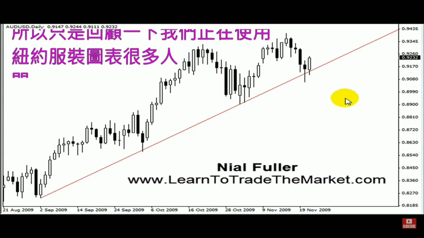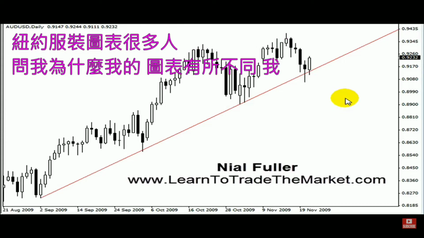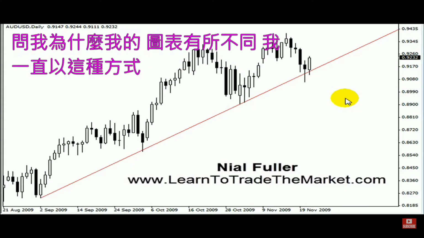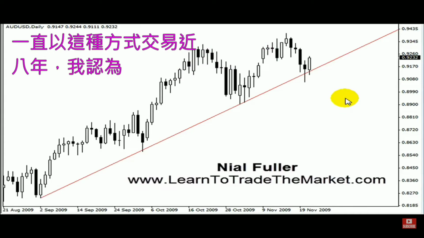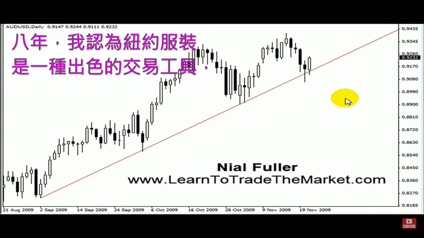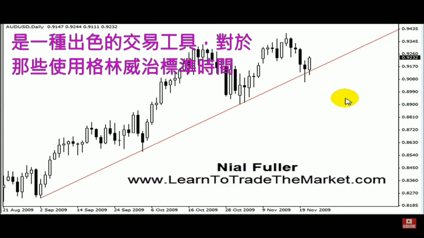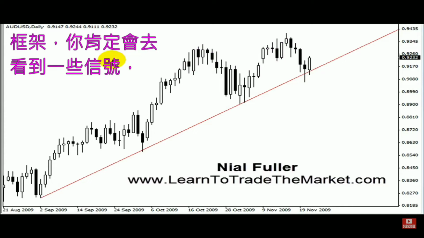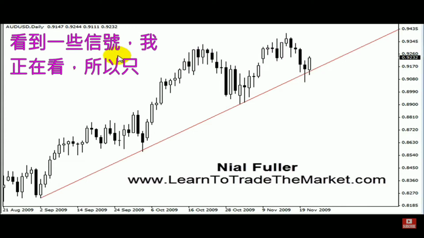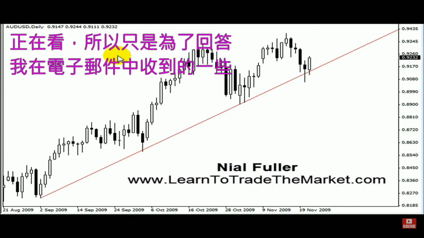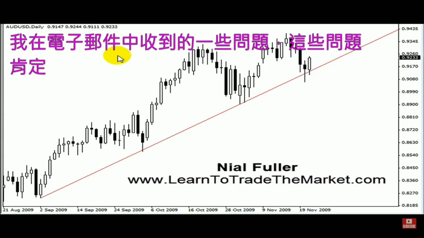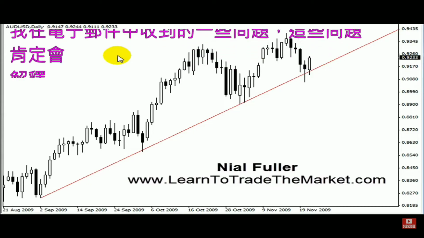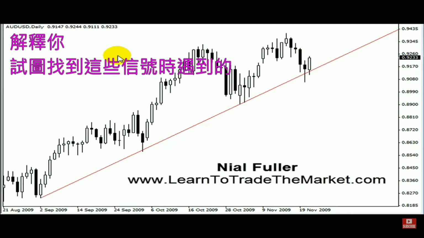And a lot of people ask me why my charts are different. I've been trading this way for almost 8 years now, and I think New York close are a superior trading tool. And for those using GMT charts, I think if you move over to the New York close time frame, you're certainly going to be seeing some of the signals that I'm looking at. So just to answer some of the questions I've been getting on the email, that would certainly explain a lot of the problems that you're having trying to find these signals that I talk about.